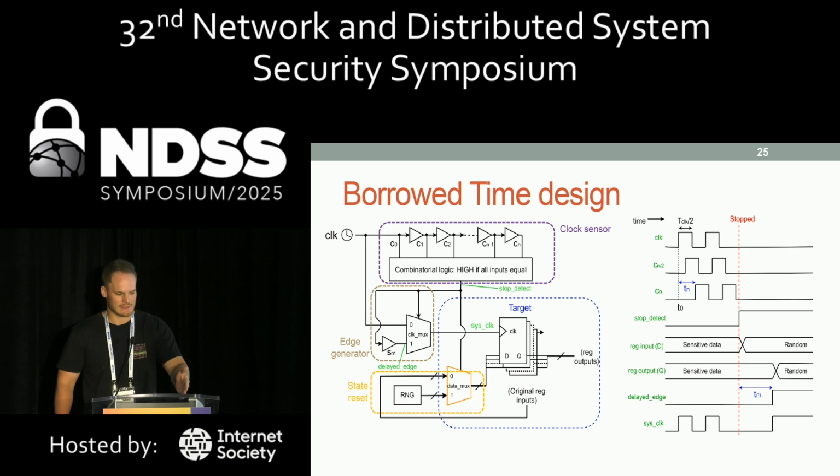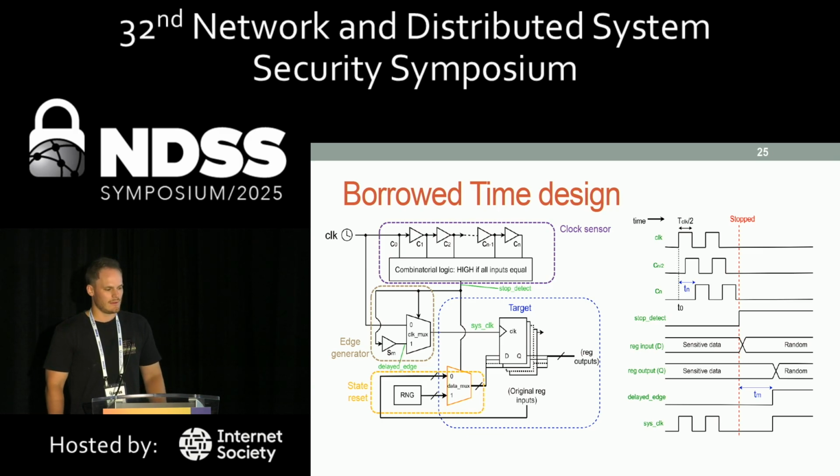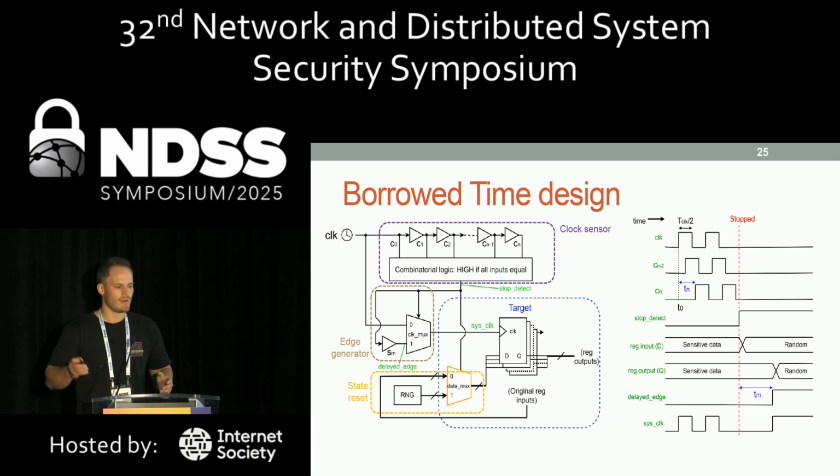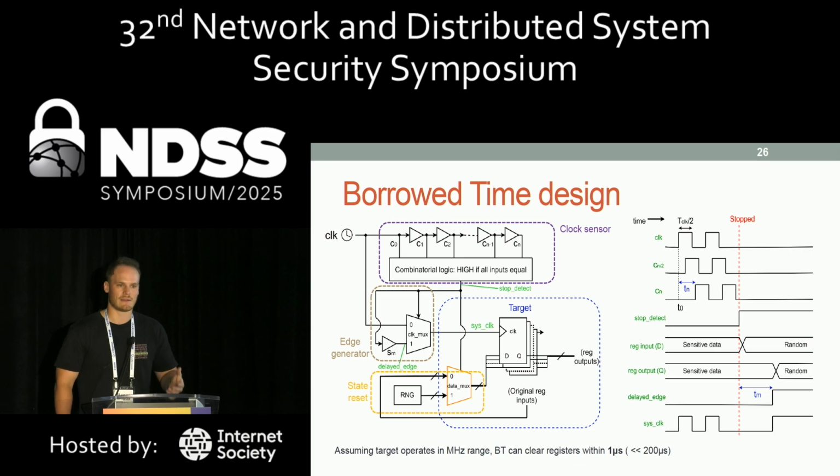And we see that with the last pulse in system clock, the register output is updated and the registers are cleared securely. And so we can tune this circuit and play around with it, but overall, we're able to detect a stopped clock within 1 clock cycle period.